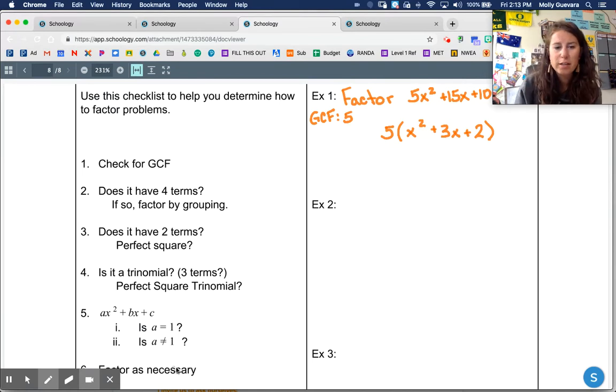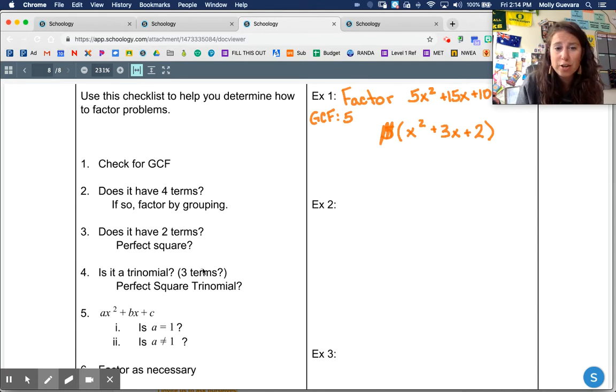Okay, so I factored as necessary. Step 7 says to check to see if you can factor again. So I'm going to ignore this 5 for now. It's there, but we're just going to ignore it. Don't cross it off on your actual notes. Okay. And then I'm going to go through and look here. Because this has an x squared, I might be able to factor it again. So does this have a greatest common factor? No. Does it have 4 terms? No. Does it have 2 terms? No.